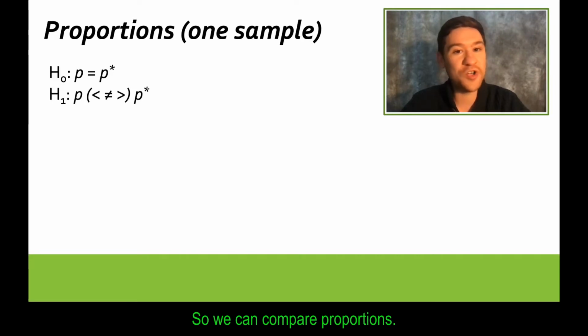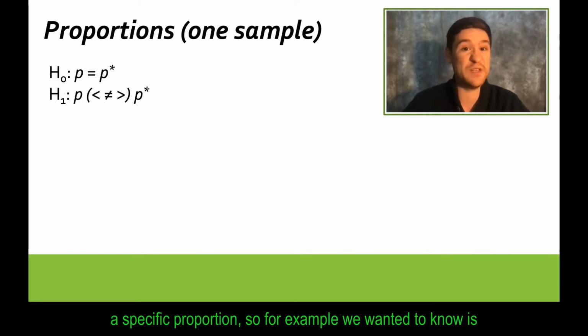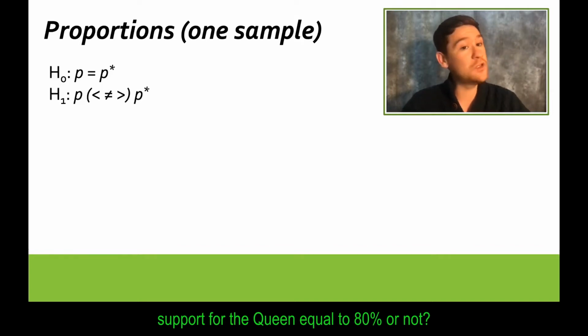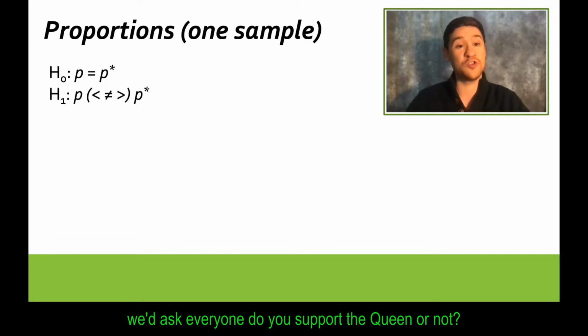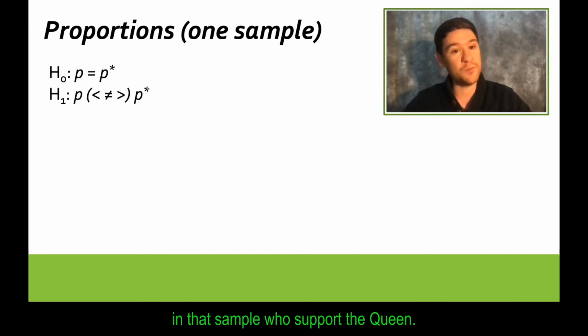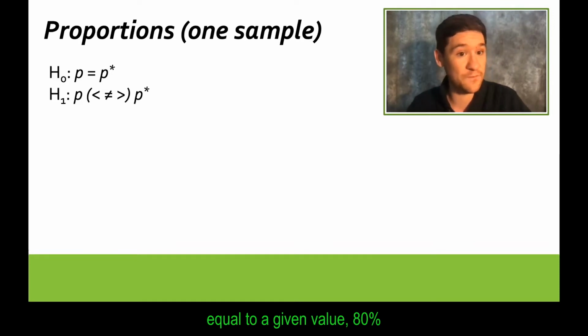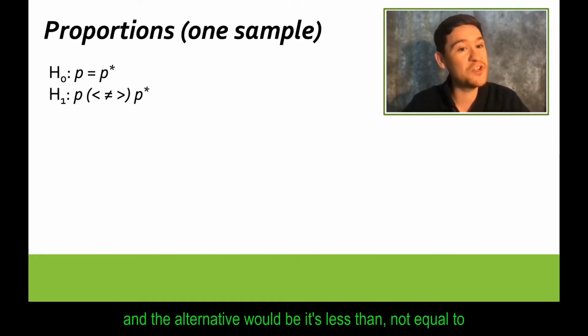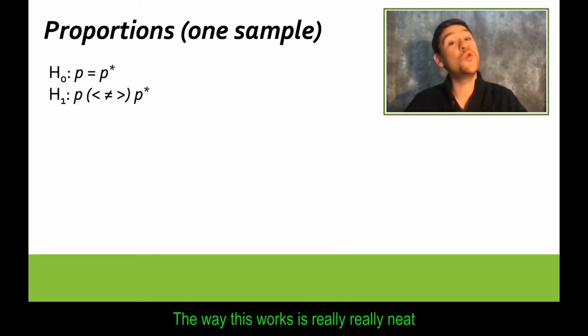So far we've been comparing means and medians. There are other statistics we can compare. So we can compare proportions. So if we had one sample and we wanted to compare the proportion of things in that sample to a specific proportion. So for example, we wanted to know, is support for the Queen equal to 80% or not? Then we'd take a sample of the population of Britain, and we'd ask everyone, do you support the Queen or not? And we'd get a lot of yes or no, so we'd get a proportion of people in that sample who support the Queen. So then we'd ask, the null hypothesis would be, is that proportion equal to a given value, 80%? And the alternative would be it's less than, not equal to, or greater than that proportion.